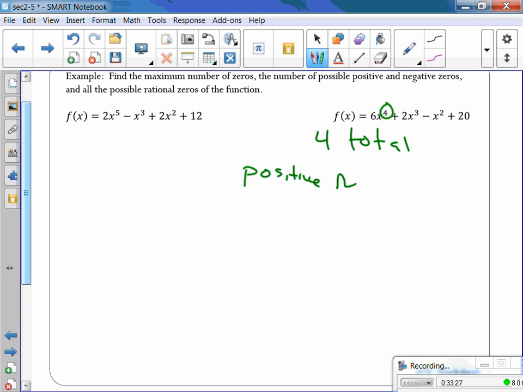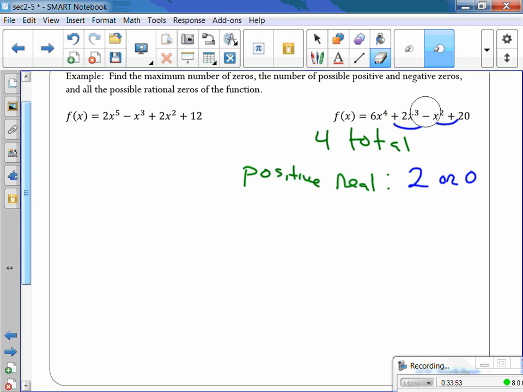2 or 0. Again, there's only 2 sign changes here, right? I started off positive, positive. There's my 1 negative change. Negative to positive, 2 changes. And for my negative real zeros, exactly, 2 or 0 again.